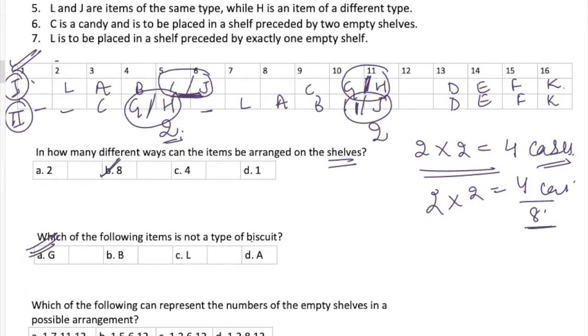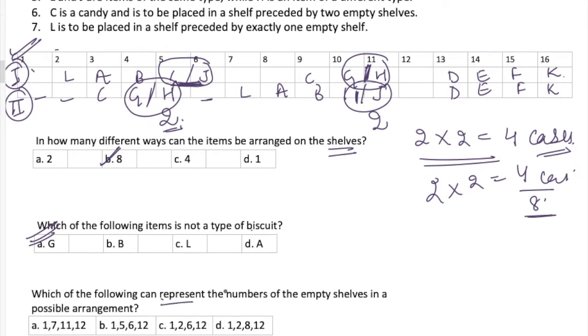Now next question: which of the following can represent the number of empty shelves in a possible arrangement? Clearly from option C, I can see that 1, 2, 6 and 12 is a possible arrangement. The rest are not possible because 1, 7, 11, 12 is not a case in any of the cases, because 11 is always occupied either by H or I and J. So A is not possible. Similarly, B and D will also not be possible. So our answer is C.